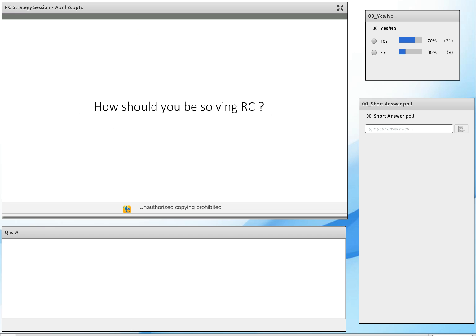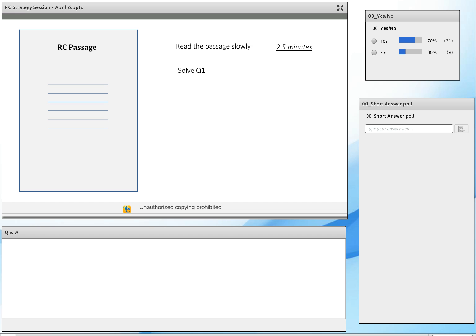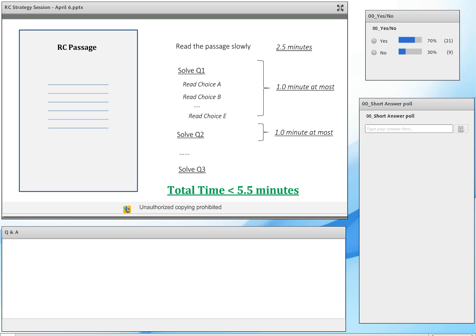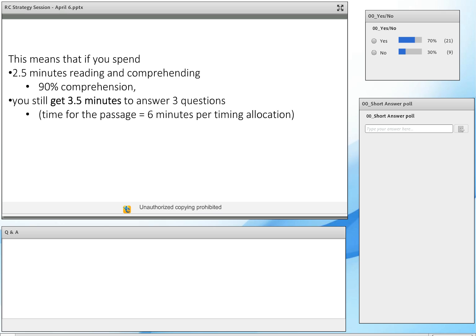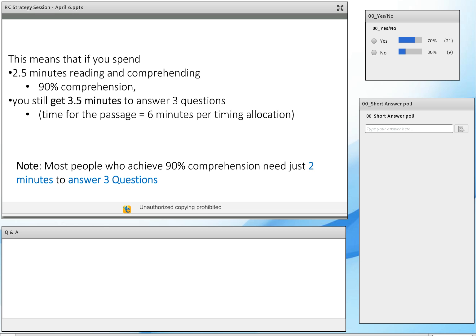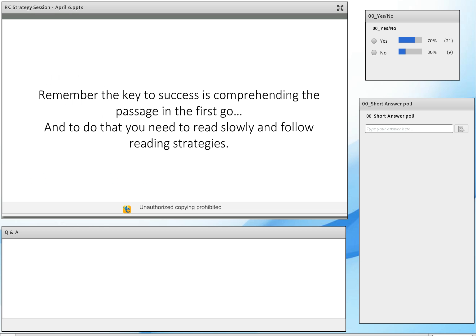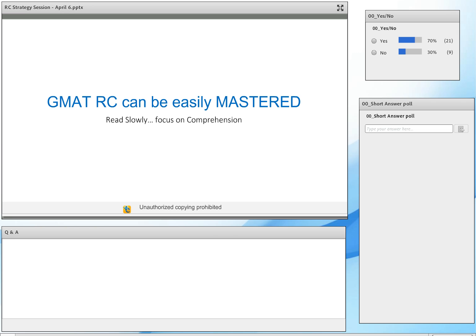So now, if you spend more time upfront, what's going to happen is you'll have complete understanding. I've written 2.5 minutes, but this can be anywhere from 2.5 minutes to 4 minutes to read the passage. Okay. Now, when you solve the questions, you can solve each question in under a minute. So it's all about redistributing the time. So believe me when I say this, RC is the easiest section to master.